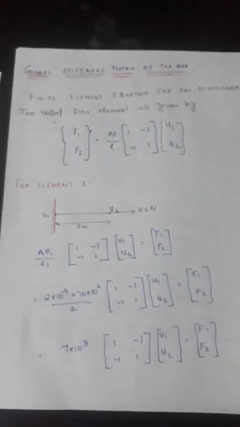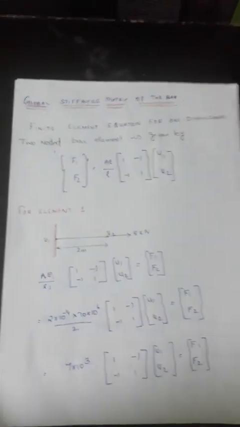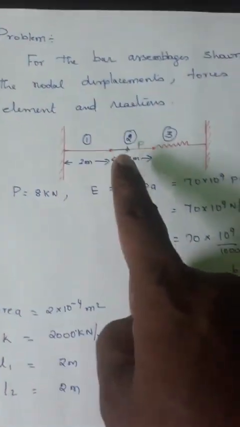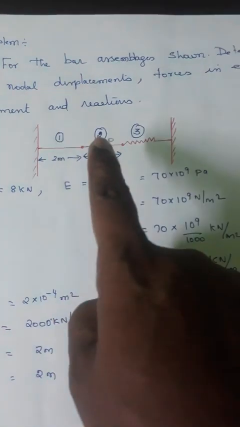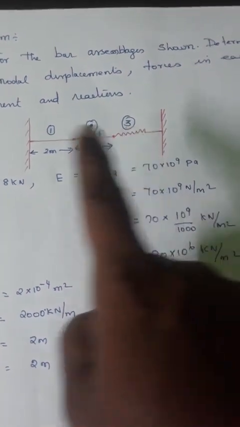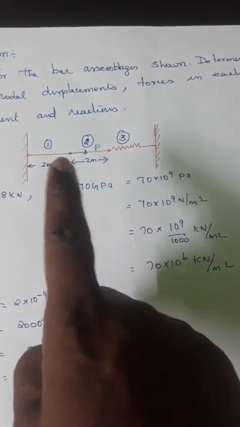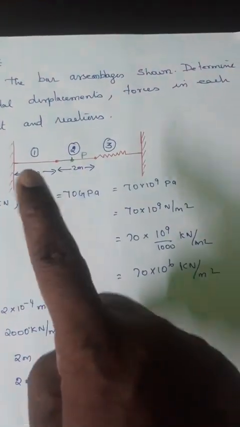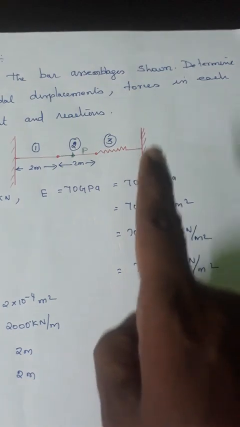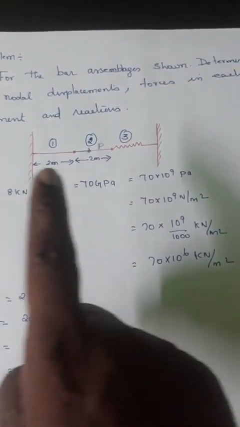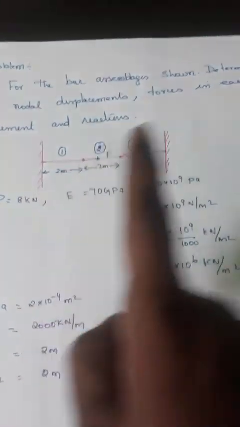So first I am going to find out the global stiffness matrix of the bar. This is the bar, and this is fixed, with nodes 1, 2, 3 as given in the problem. So we have 4 nodes and 3 elements. One is a spring element, and the other 2 are bar elements. The bar element length is given and the 2 ends are fixed.